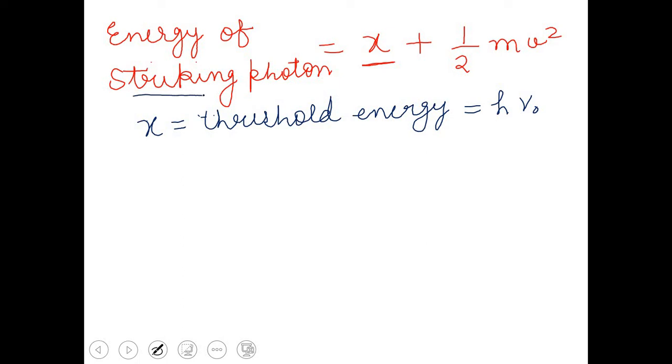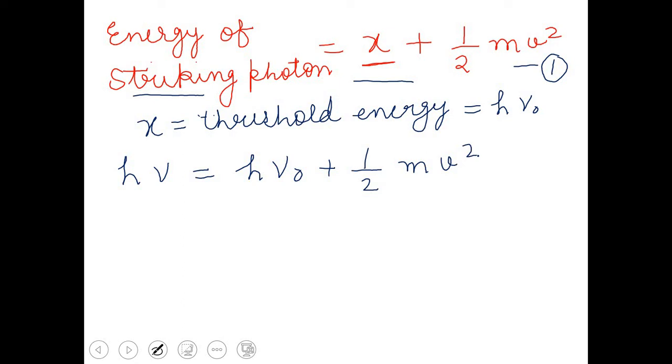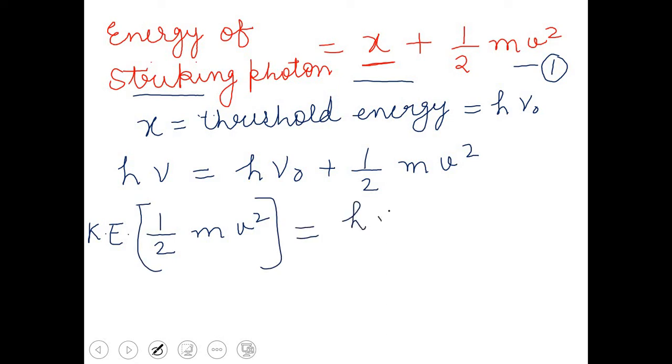So I can substitute these values in equation number 1. The energy of a striking photon will be equal to h nu. And what will be the value of X here? X will be equal to h nu naught plus half mv square. So with the help of this equation, we can find out half mv square. Children, what is half mv square? Half mv square is the kinetic energy of the electrons. So kinetic energy, which is equal to half mv square, will be equal to h nu minus h nu naught, or we can write kinetic energy will be equal to h times (nu minus nu naught).